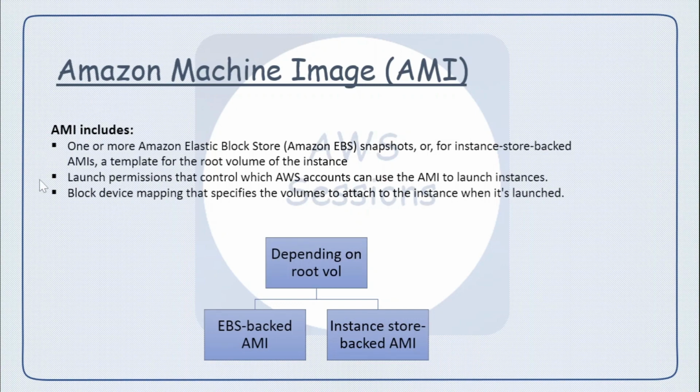So these things will be coming as a part of AMI, because while creating instances you have two options: either you can use EBS volume as a root or you can use instance store. So based on these, there are different ways you can create the AMIs, and the method is different for each. So I'll be covering these methods here.